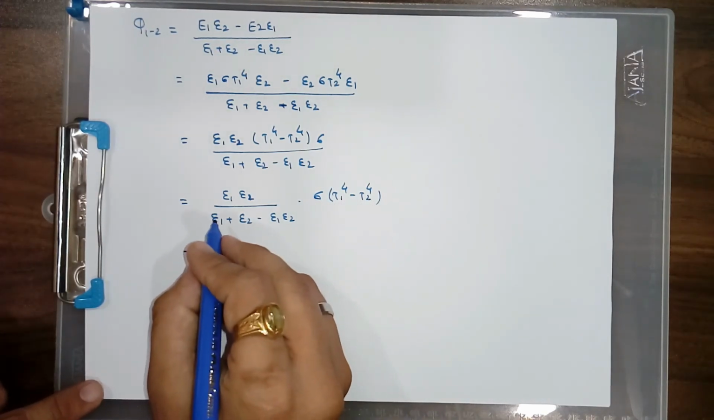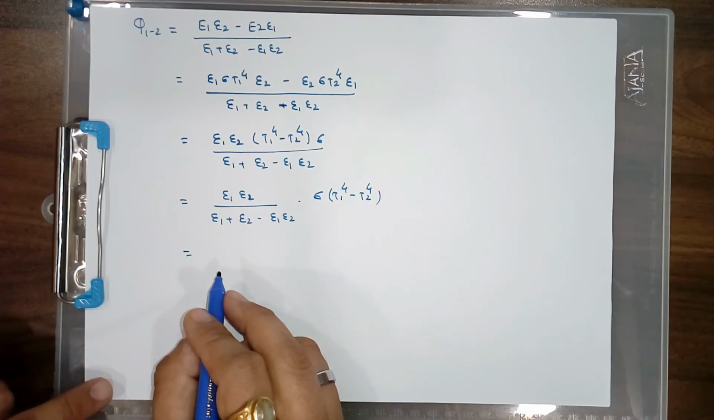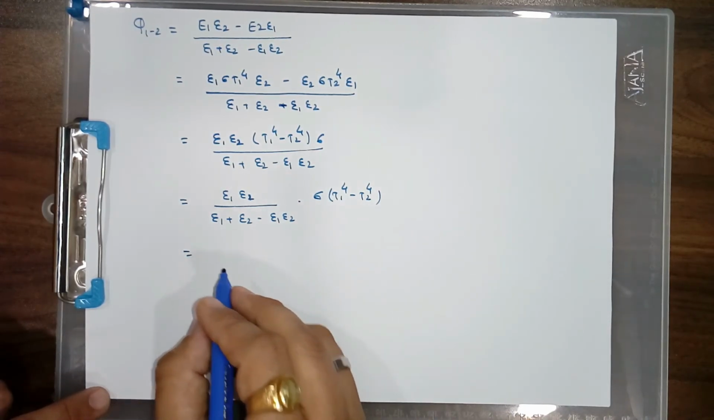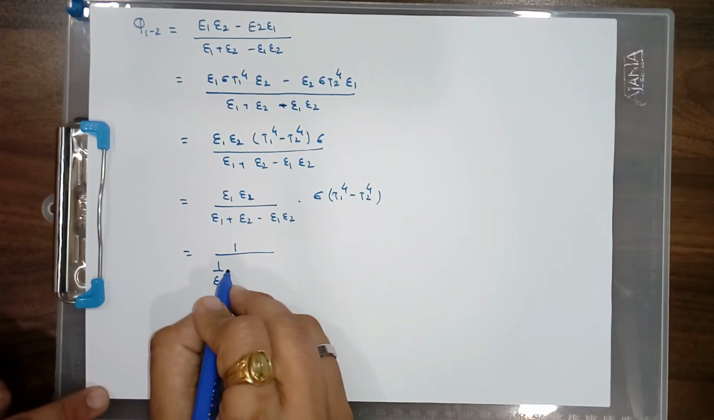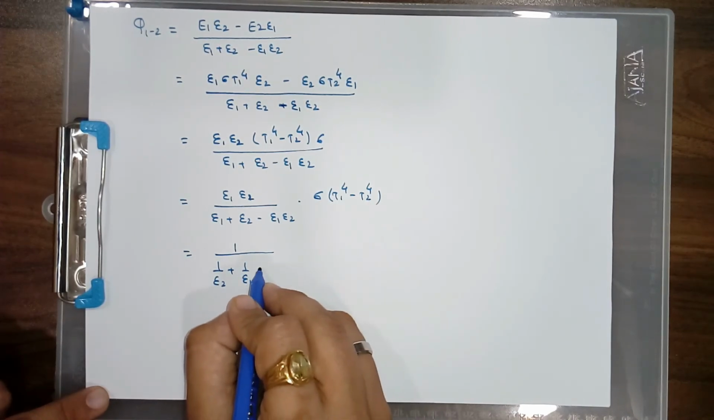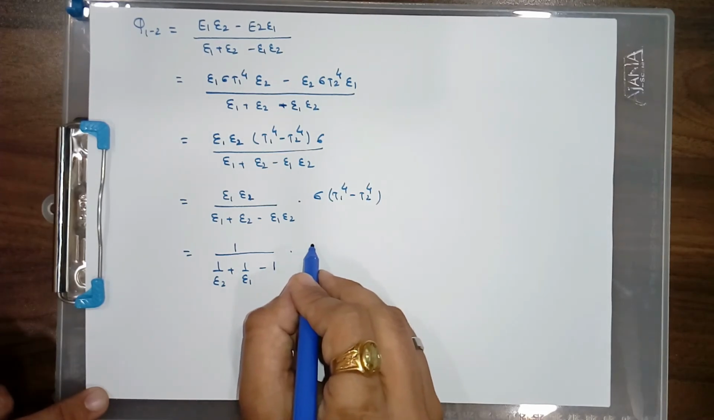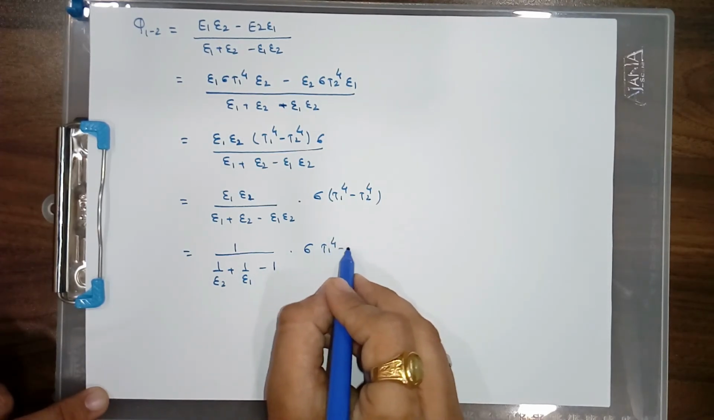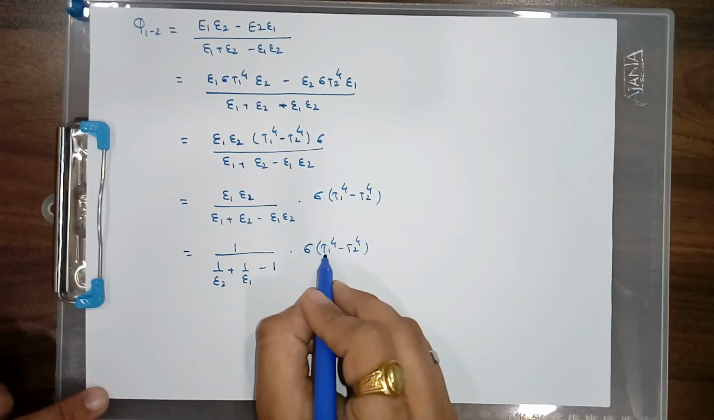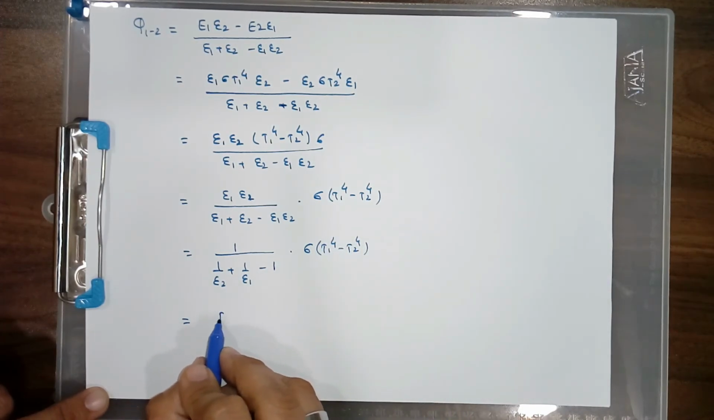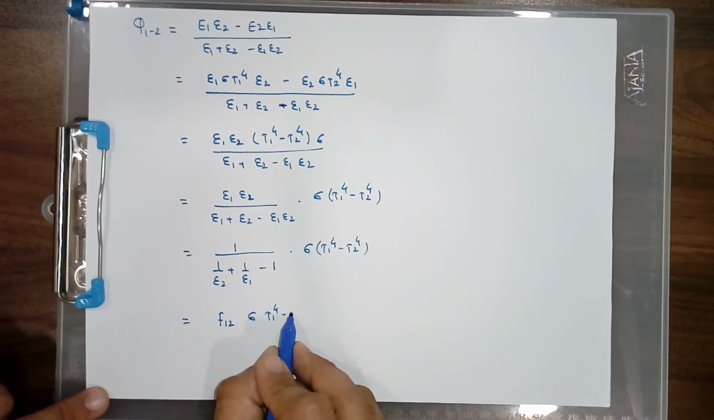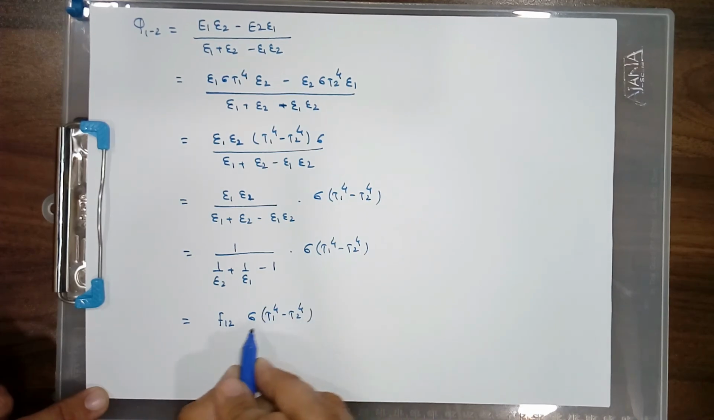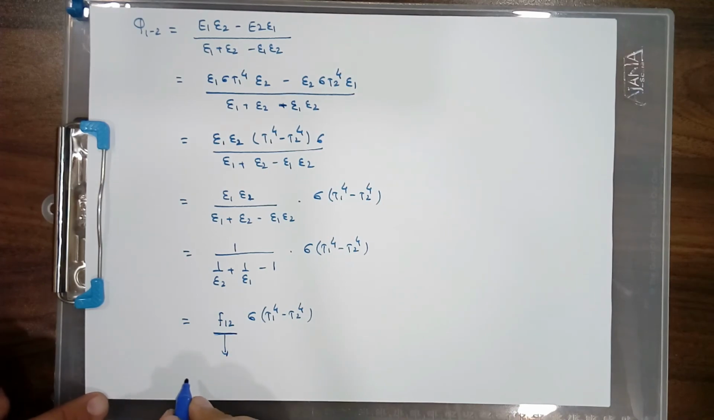Now if I divide the whole term by ε1 and ε2, then it becomes 1 divided by 1 upon ε2 plus 1 upon ε1 minus 1, into sigma into T1 to the power 4 minus T2 to the power 4. Or we can write that as a small f12 into sigma, T1 to the power 4 minus T2 to the power 4, and this term f12 is known as the interchange factor.